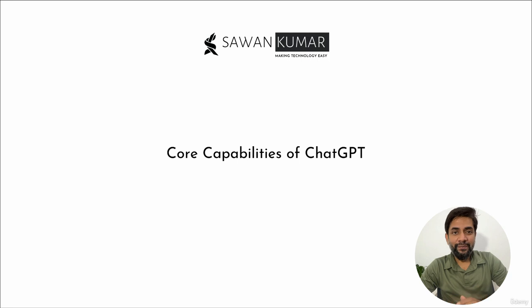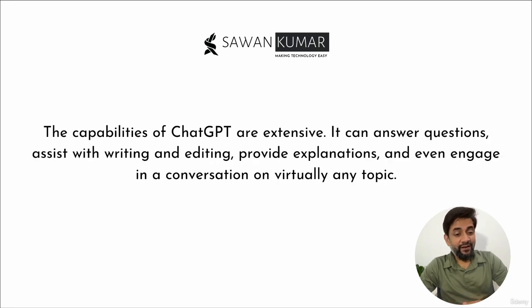So what are the core capabilities of ChatGPT? The capabilities of ChatGPT are extensive. It can answer questions, assist with writing and editing, provide explanations, and even engage in a conversation on virtually any topic, from science to maths to stories, fictions, whatever you can think of. ChatGPT can create a conversation with you on that topic, no matter what level of expertise you have.